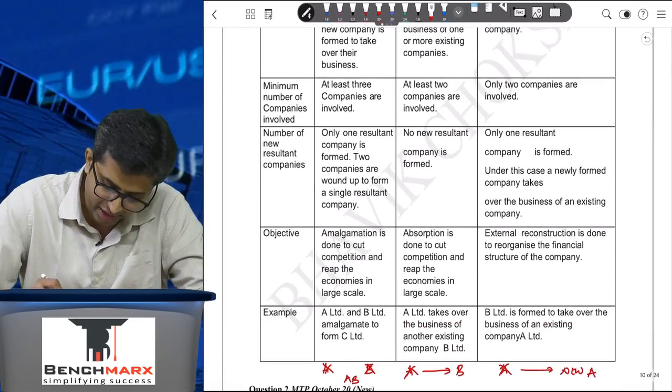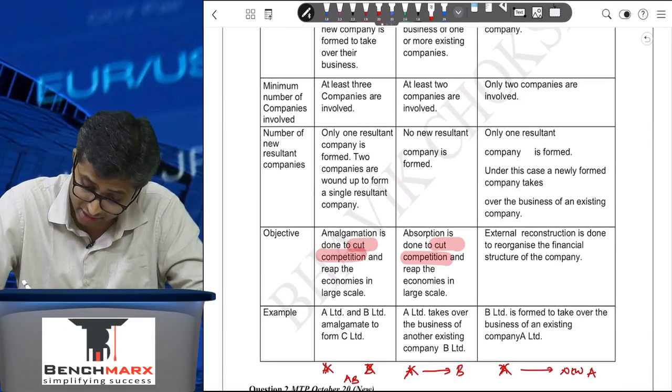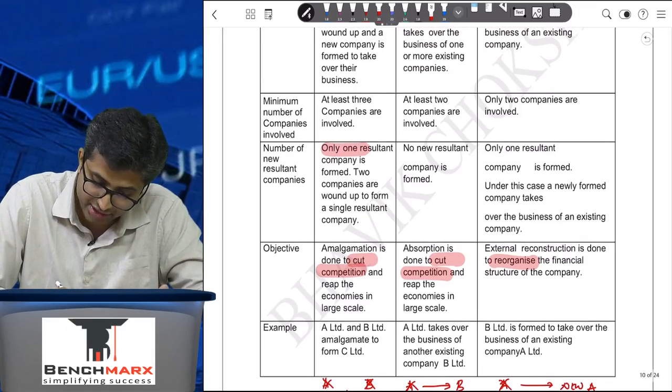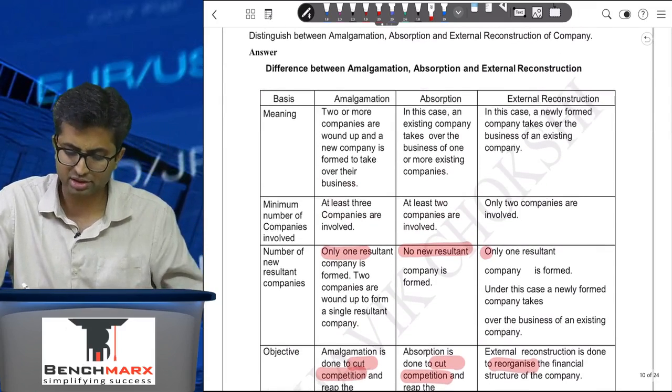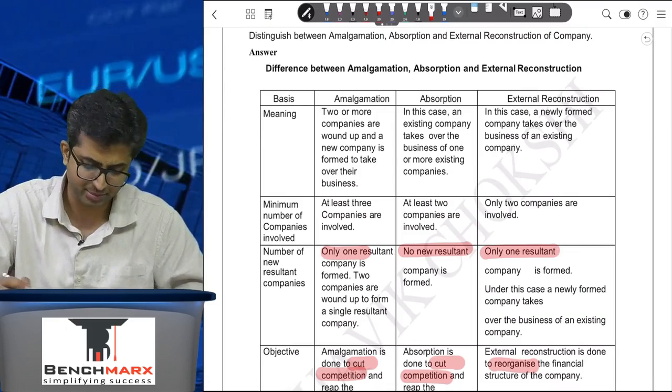So the objective of amalgamation is to cut competition, and the same is the case with absorption, but external reconstruction is reorganization. In amalgamation, only one resultant company is formed. Over here, in absorption, no new resultant company is formed. And in external reconstruction, also a new resultant company is formed, which is basically a rebranded company.